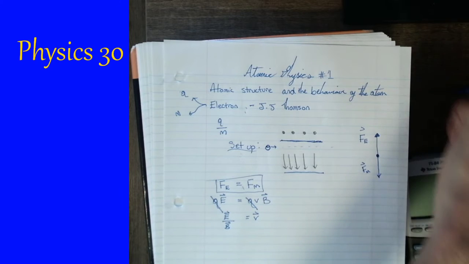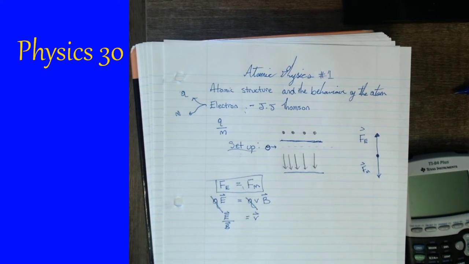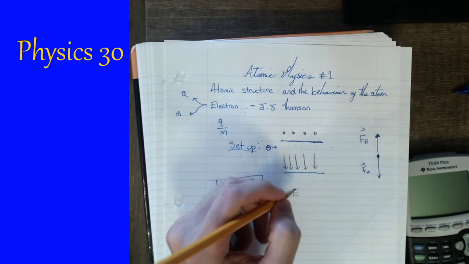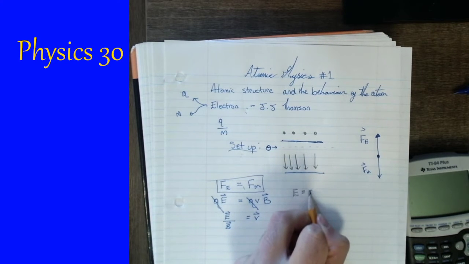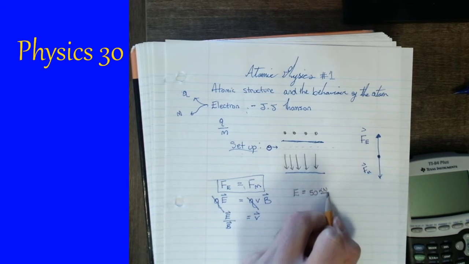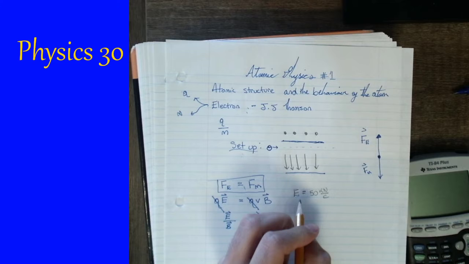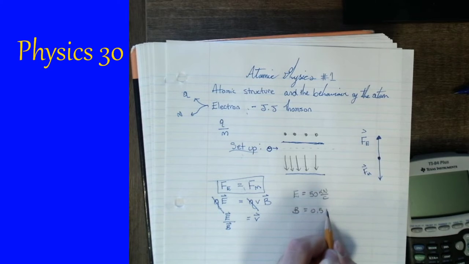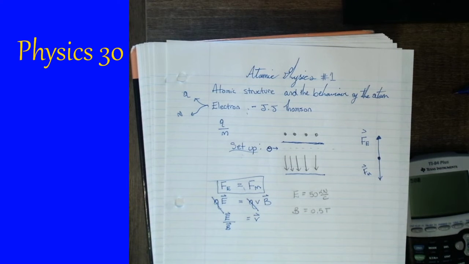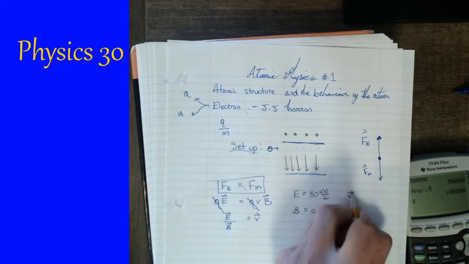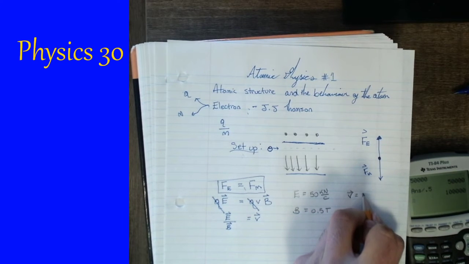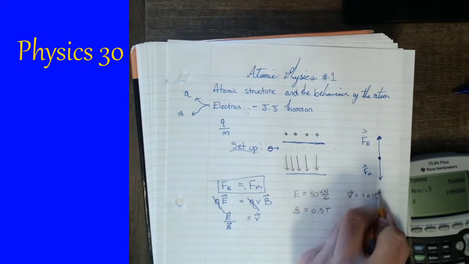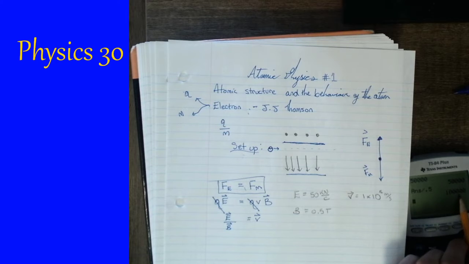So let's actually try this with a few numbers. Let's try an electric field with 50 kilonewtons per coulomb and a magnetic field with 0.5 Tesla. So 50 kilonewtons, so 50,000 newtons, divide by 0.5, and you get a speed of 1 times 10 to the 5 meters per second. So that's 1 times 10 to the 5.